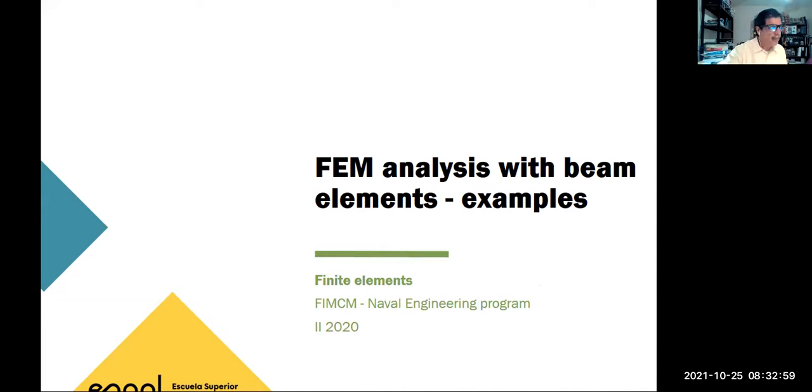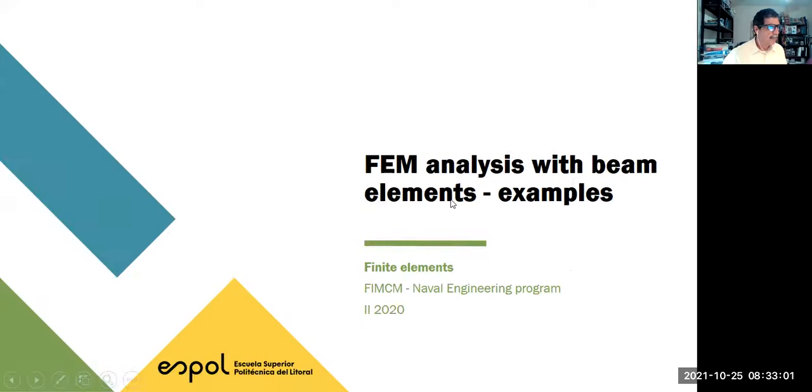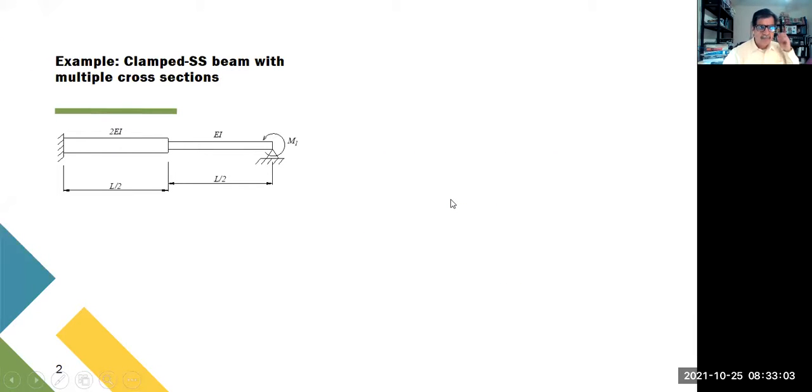Okay, so let's take this case. You see that it's an undetermined beam problem because we have three reactions, two on the left, one on the right. We cannot simply apply a static equilibrium in order to solve for the reactions. We have to do the fourth order and all of that.